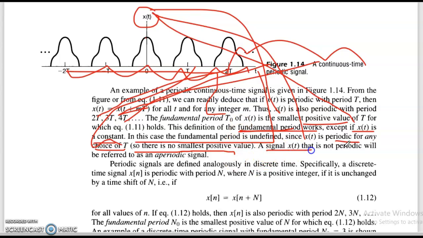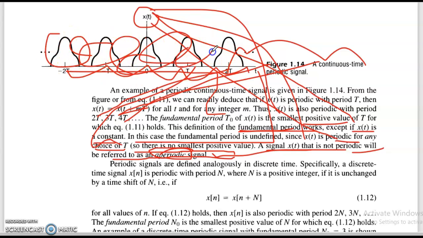A signal x of t that is not periodic will be referred to as an aperiodic signal. If it is not periodic, it means aperiodic. It is not the same like this, periodically the same continuing to come; then only it is periodic. Otherwise, it will be an aperiodic signal.